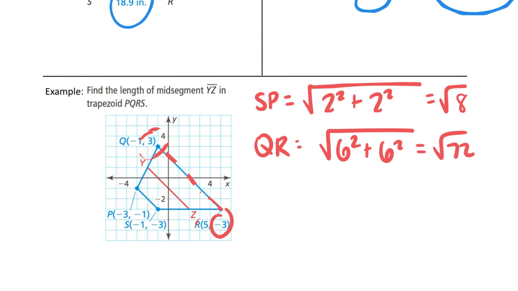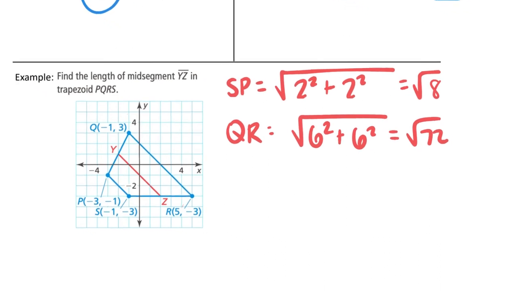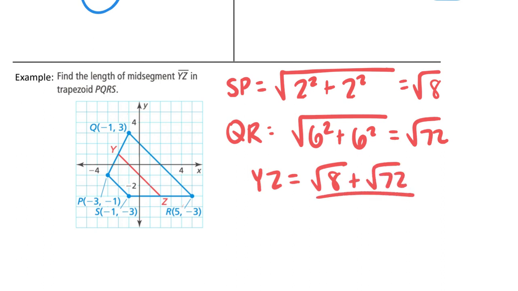Okay, then you're just using the formula. So you know it's got to be the average of those two. So the mid segment is always going to be those two added together, and then divided by 2.